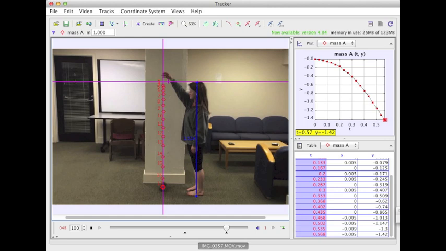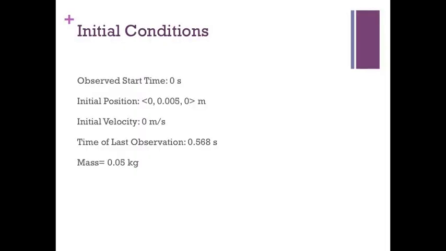When relating this situation to Newton's second law, we can conclude that since the velocity is not constant, the net force is a non-zero number. After tracking the object's motion, I determined the initial conditions for the experimental model by looking at the data found in Tracker. The observed start time was 0 seconds. The initial position, 0.005 meters, was determined by looking at the first y position on the chart found in the bottom right corner. This is also where I determined the last observed time of the object's motion, which is 0.568 seconds. Its initial velocity is 0 meters per second because it started from rest. The object's mass is 0.05 kilograms.